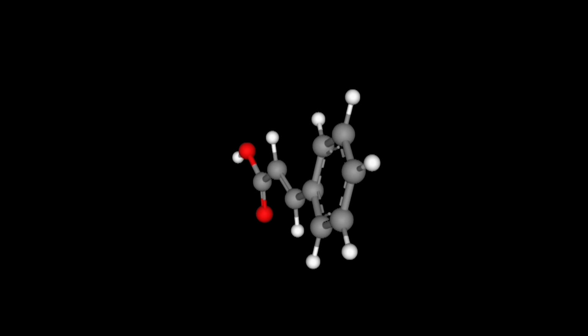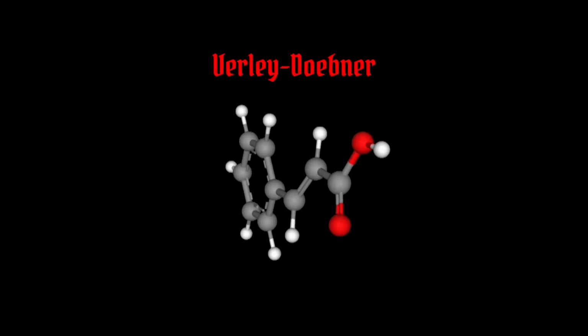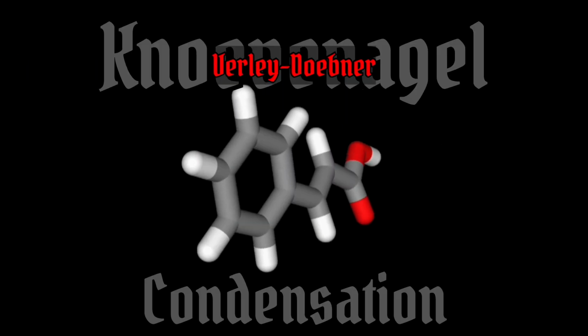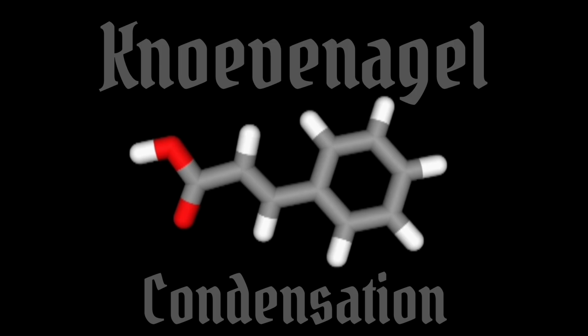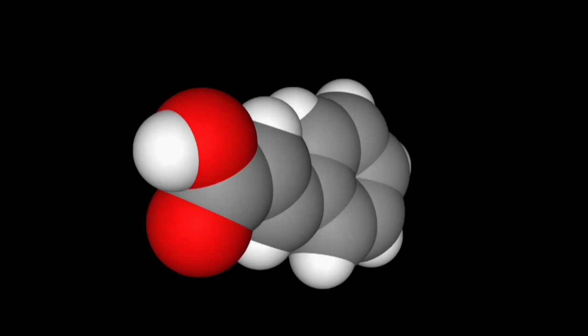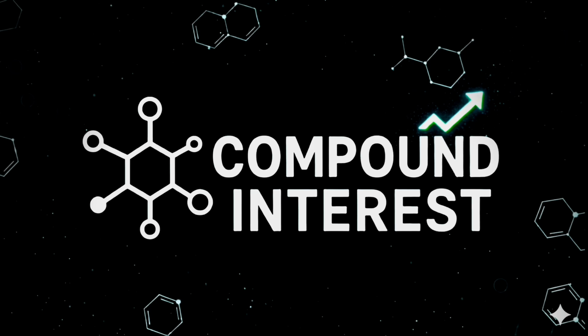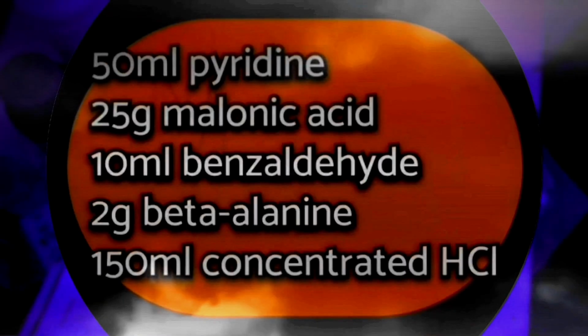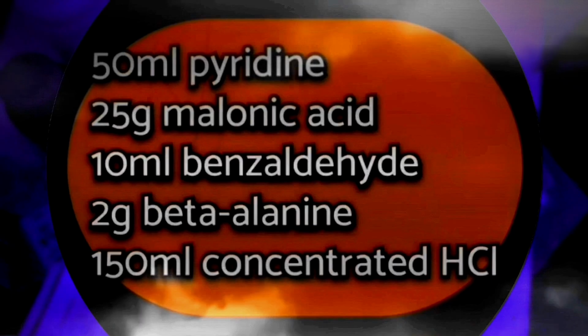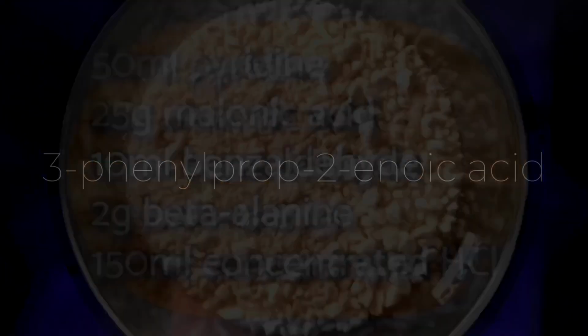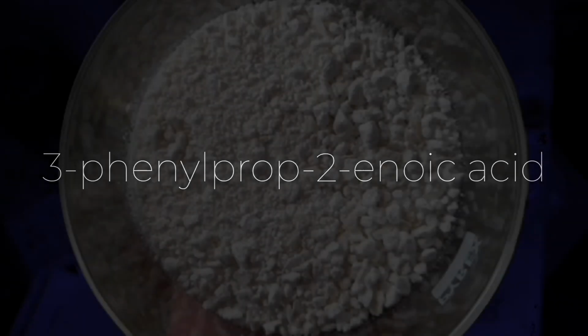Today's practical demonstration is cinnamic acid via the Verley-Doebner modification of the Knoevenagel condensation. The product of this reaction is most certainly cinnamic acid, 3-phenylpropenoic acid.